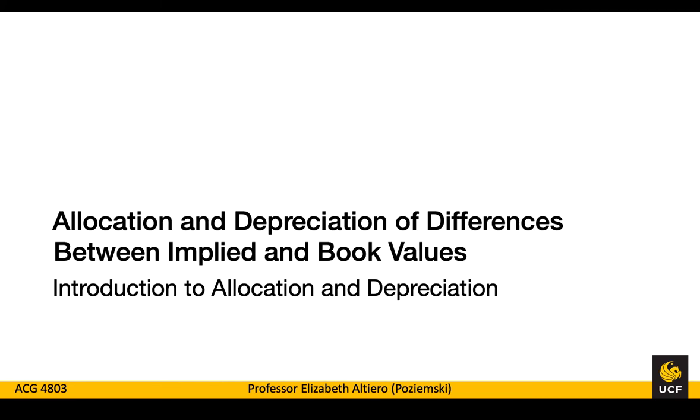In this video, I will be introducing allocation and depreciation of difference between implied and book values. Actually, we already learned the allocation part. Remember when I pulled part of Chapter 5 forward? That was the allocation part. We allocated the difference between implied and book first to any fair value adjustments that needed to be made, and second to goodwill or gain on bargain purchase.